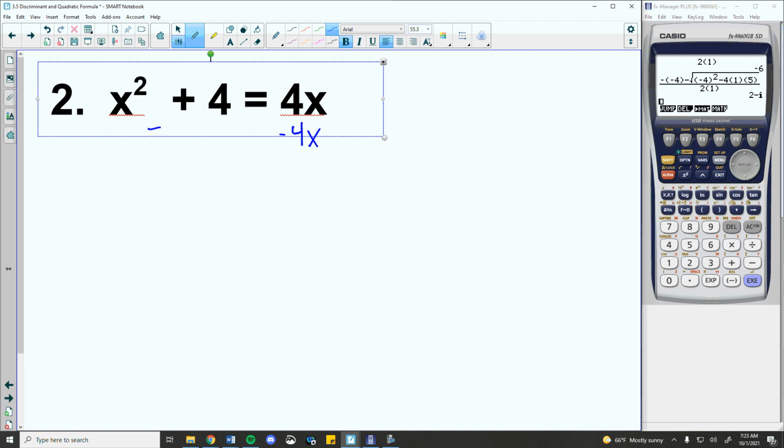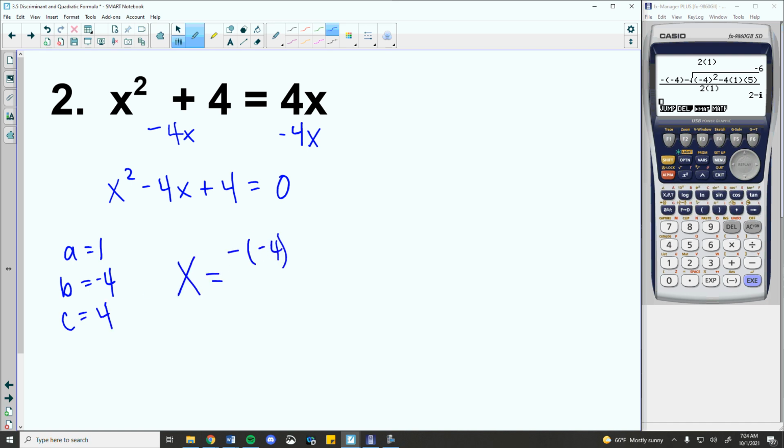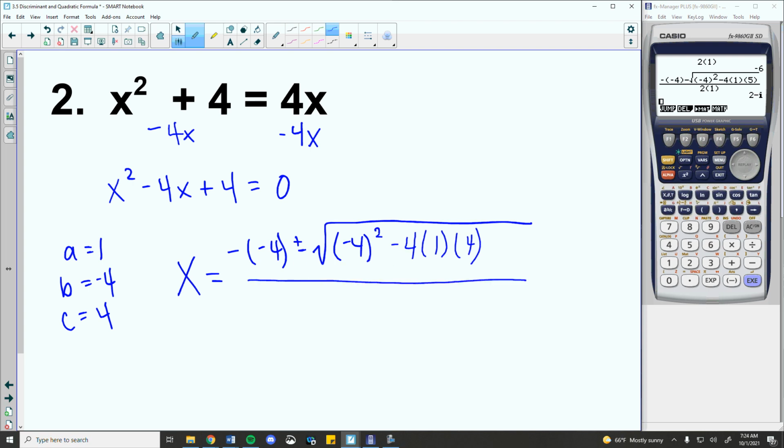So we move that 4x over. That gives me x squared minus 4x plus 4 equals 0. I have a, b, and c. A is 1, b is negative 4, c is positive 4. Whenever I plug that in, I should have negative 4 plus minus the square root of negative 4 squared minus 4 times 1 times 4 all over 2 times 1. You type this in your calculator and you get the number 2.